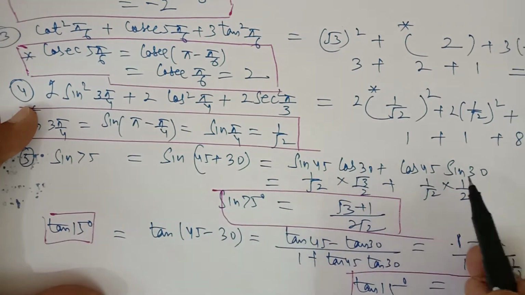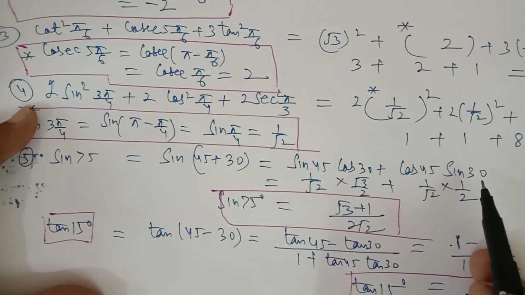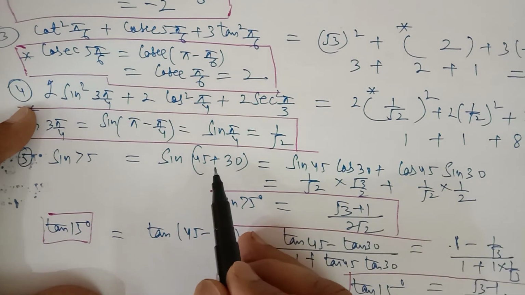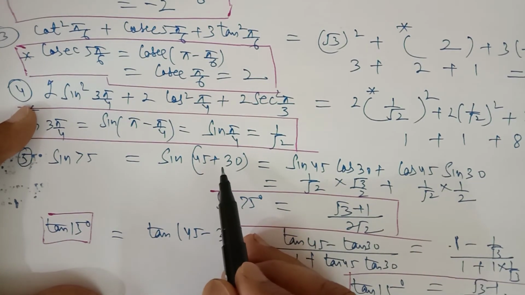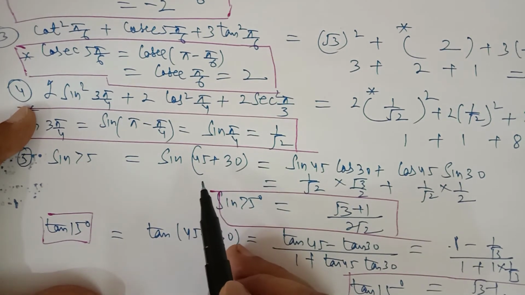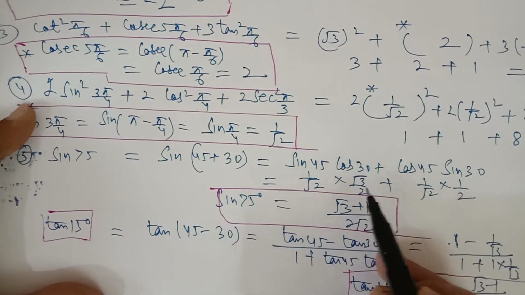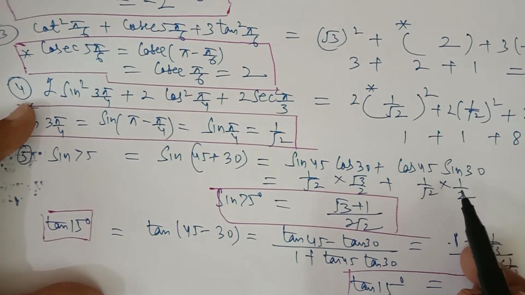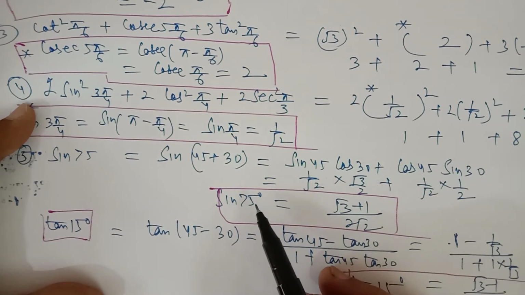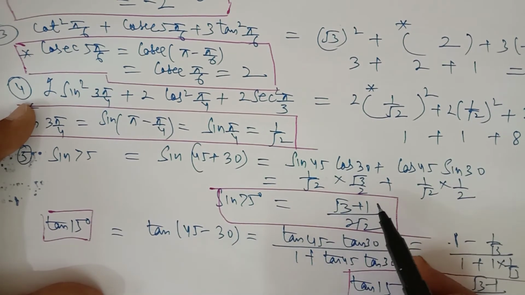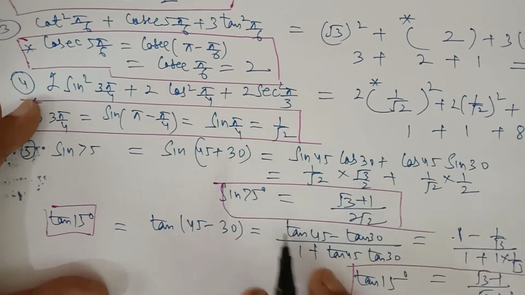You must learn these formulas very thoroughly, otherwise the coming exercise will be difficult for you. Before doing these exercises, from now onwards you have to learn those formulas we have discussed and derived very thoroughly. So replace the value of sine 45, cos 30, cos 45, sine 30, and you'll get the value of sine 75 as root 3 plus 1 upon 2 root 2.